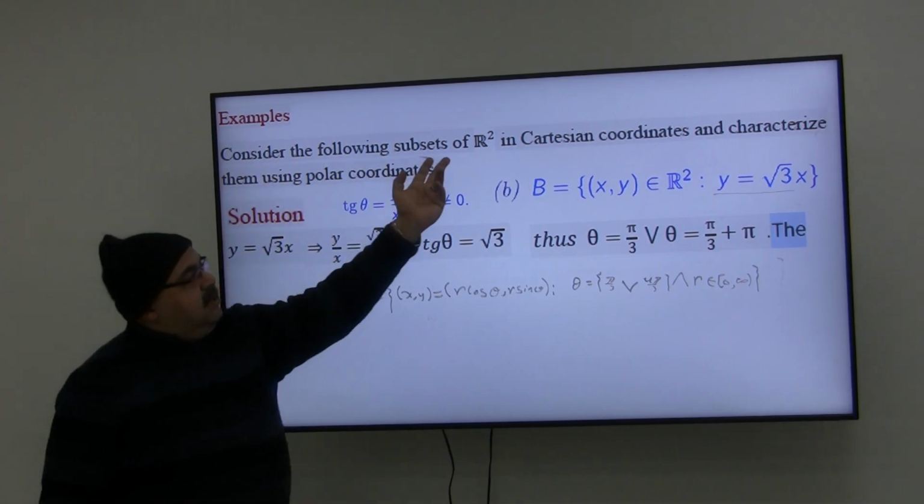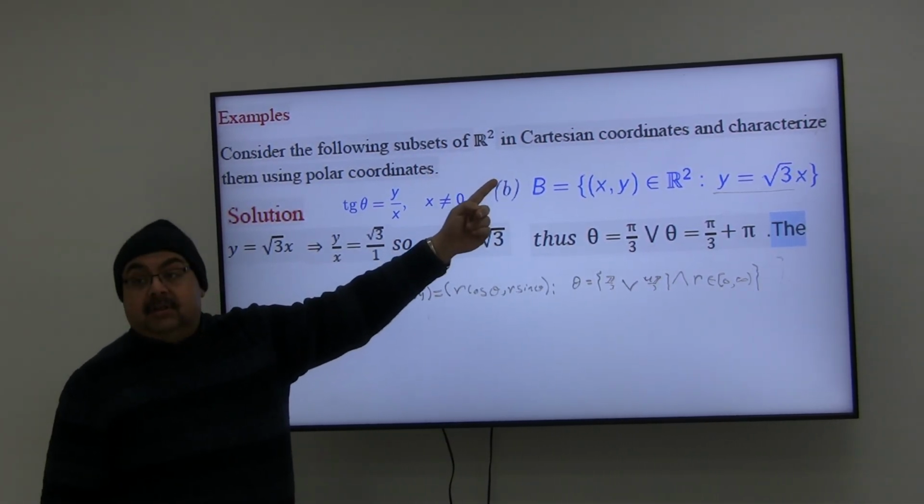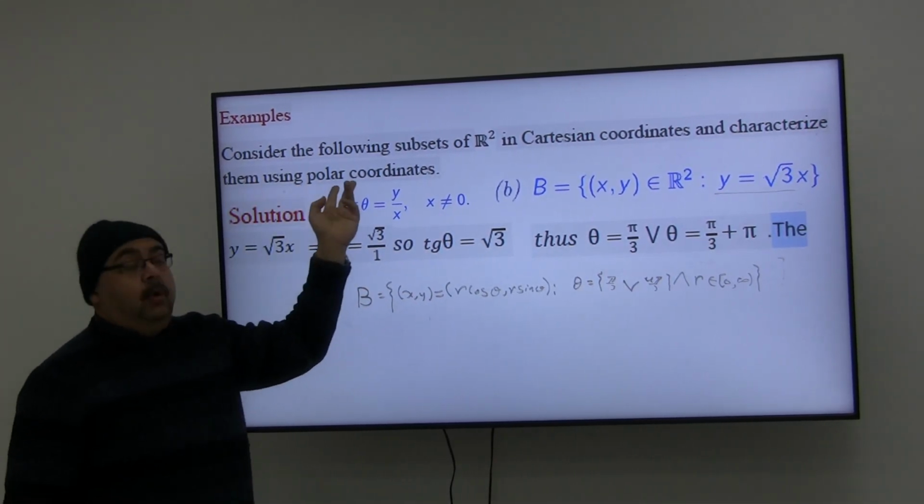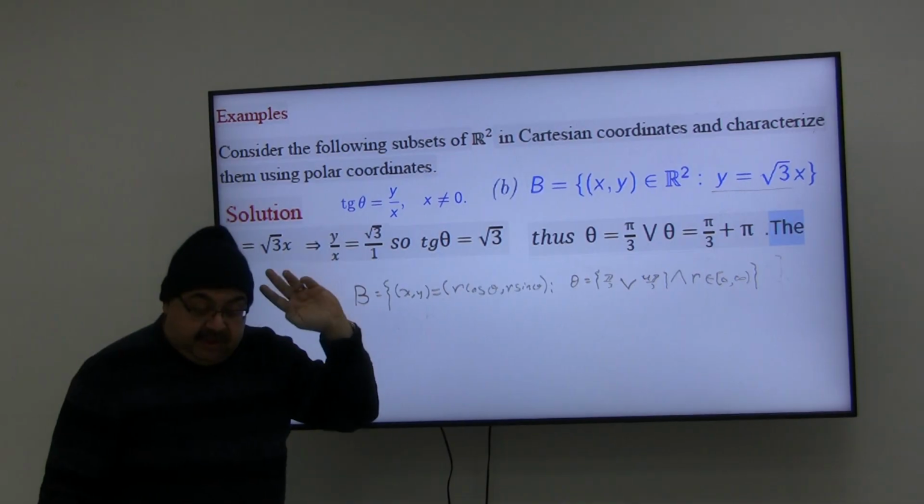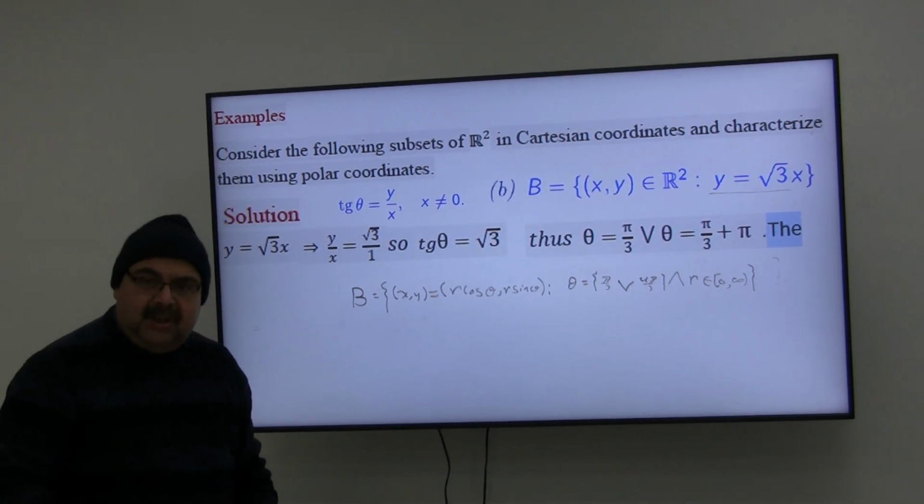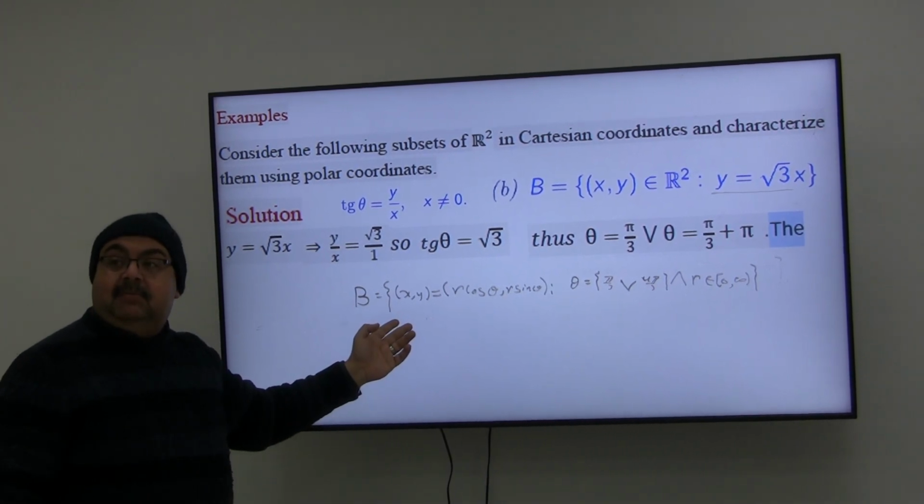Consider the following subsets in R2, in Cartesian coordinates, and characterize them using the polar coordinates. So if the question was like this, it means try to get the polar coordinates and write them in this form. Do you follow? Do you understand what I wrote, Faisal? It's not difficult.